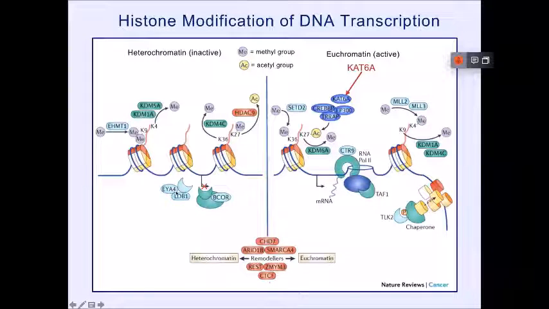When the DNA is turned off, it's called heterochromatin, and that relates to what was seen under the microscope many years ago. And euchromatin is chromatin that is working. Eu means good.